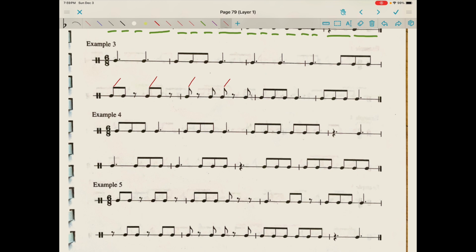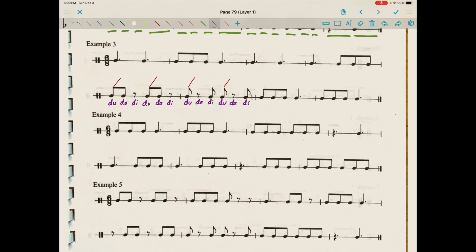And we're just going to look at these two measures. This time, I'm just going to write in the do-da-di syllables. Do, da, di, do, da, di, do, da, di, do, da, di. And this is purely for the purpose of decoding.